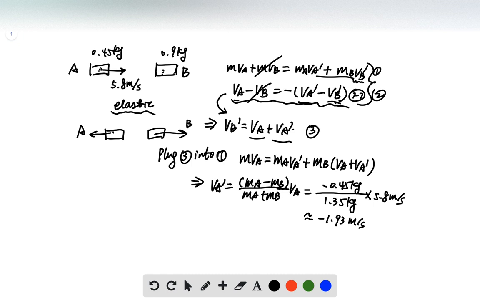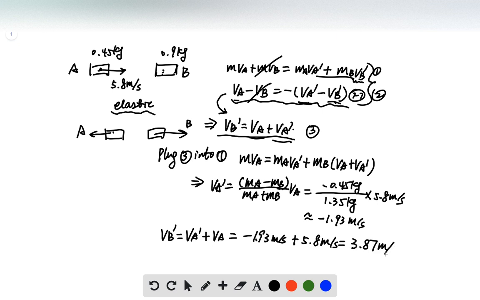So we should expect VB prime to be positive, and we see that it is indeed a positive number, because VB prime equals VA plus VA prime, which is negative 1.93 meters per second plus 5.8 meters per second. That gives us 3.87 meters per second, and this is going east, because we defined east to be positive. So that is the direction and velocity of the two objects after the elastic collision.